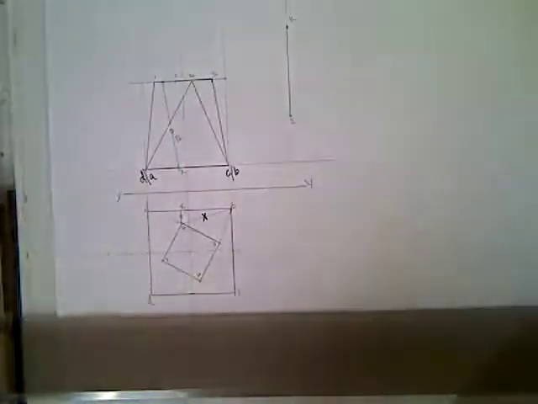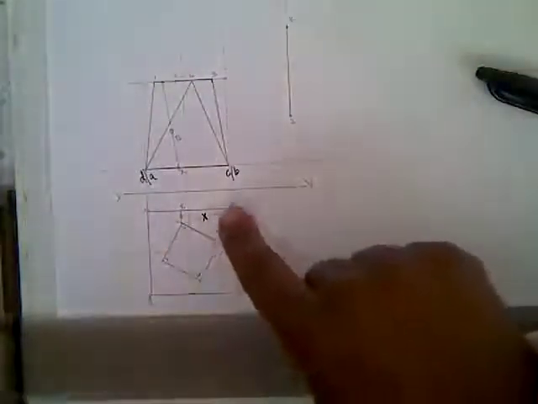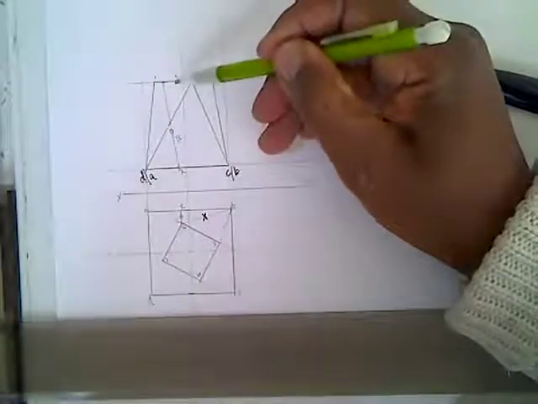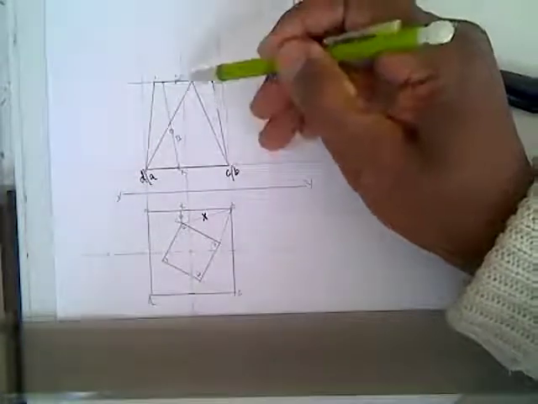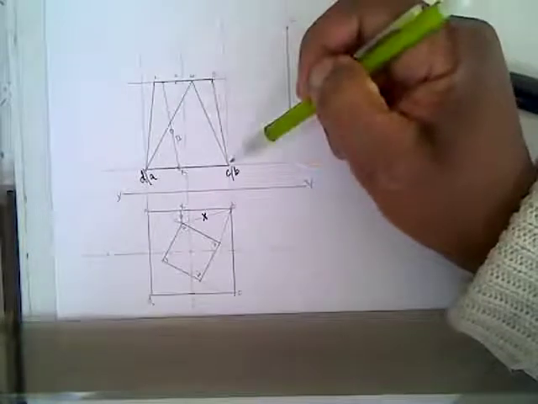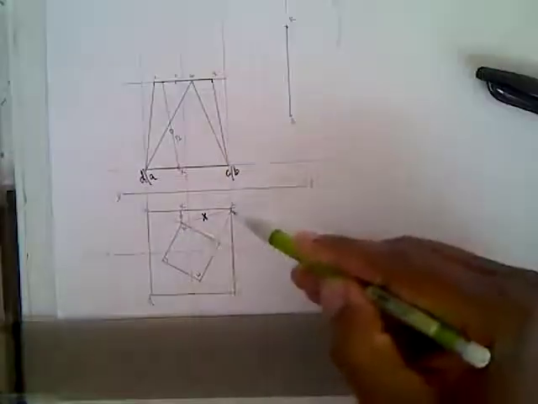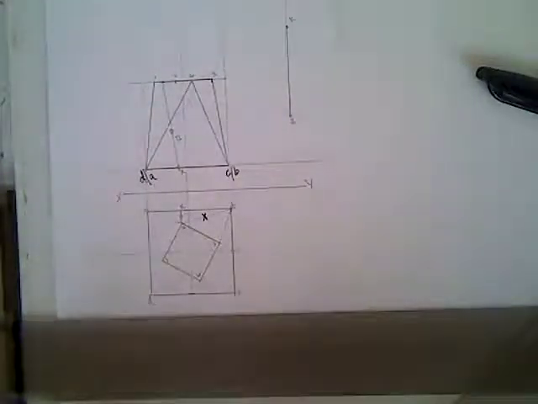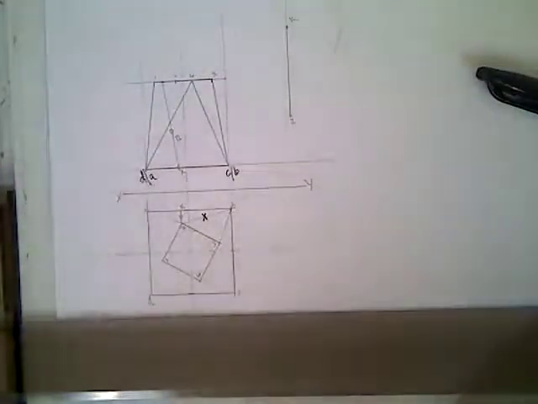Now, where do I find my X? 2 to B. Where is 2? There is 2. 2 to B is not the true length. It's not parallel to the ground line. So we'll rotate one line segment and make it parallel to the ground line.